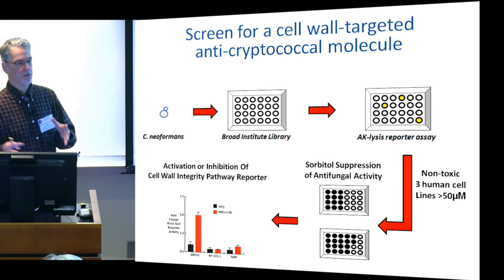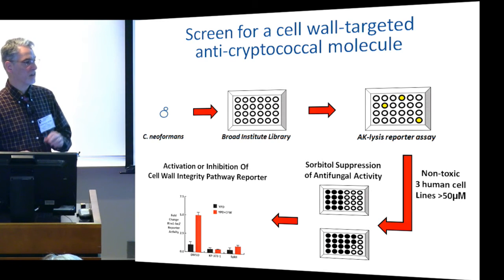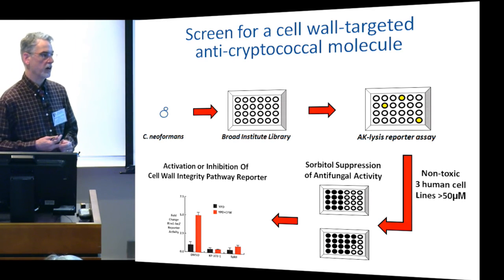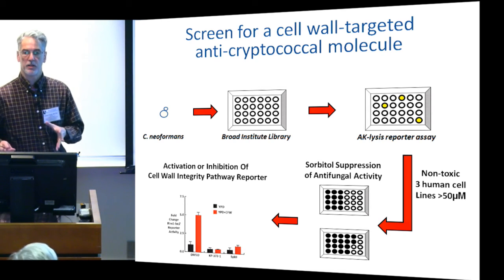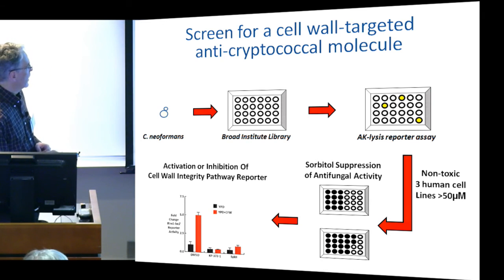And when you actually look at other molecules that disrupt the cell walls of Ascomycetes, things like calcofluor white, Congo red, you have to use much, much higher concentrations of those agents to see phenotypes with Cryptococcus. There's something different about the cell wall. And so we were interested in finding molecules that directly messed up the cell wall of Cryptococcus.